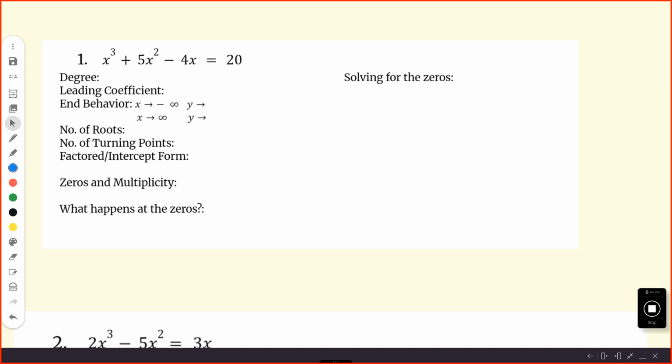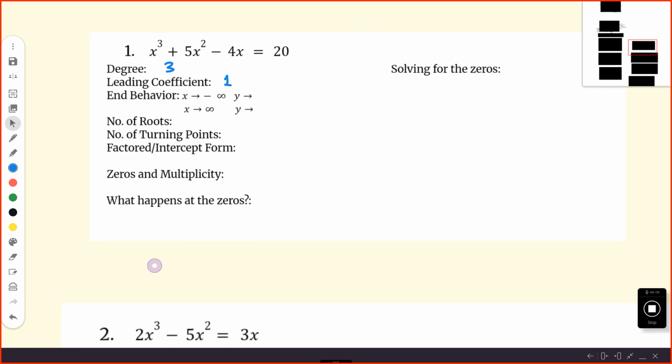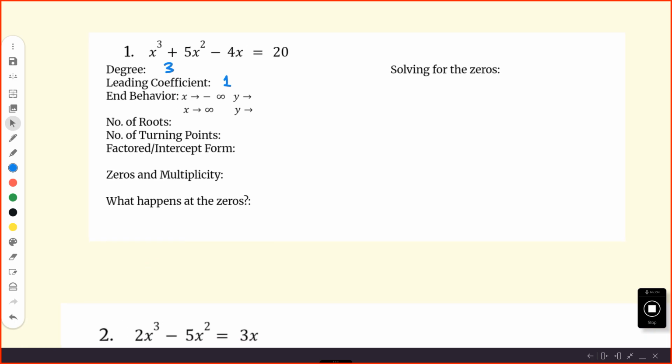Okay, let's do it again. It has the same degree and leading coefficient, right? So degree is 3, leading coefficient is 1, okay? And we know this is odd positive, right? So what will be the end behavior of this polynomial? Think of this as an increasing or decreasing graph? It would be negative infinity, infinity. So increasing graph: we start with negative infinity on the left side and positive infinity on the right.